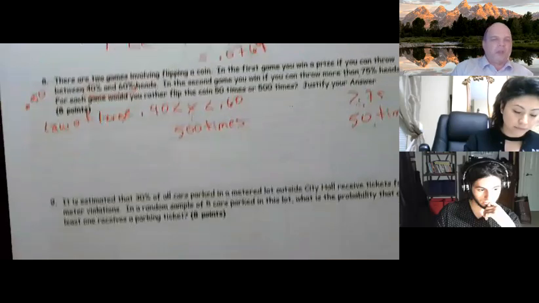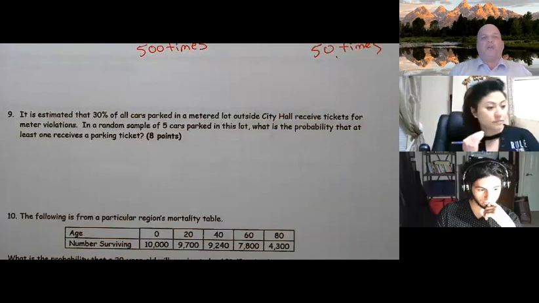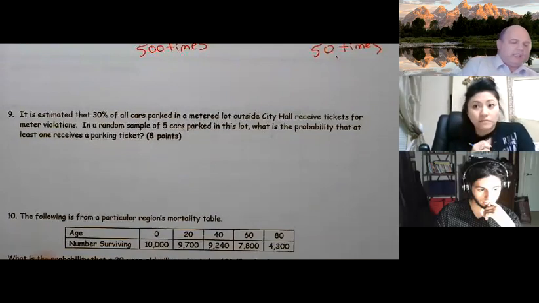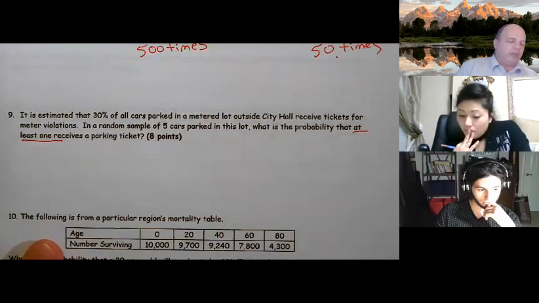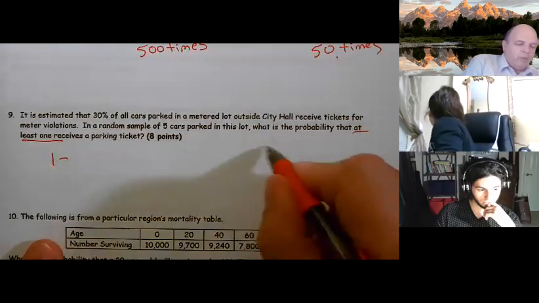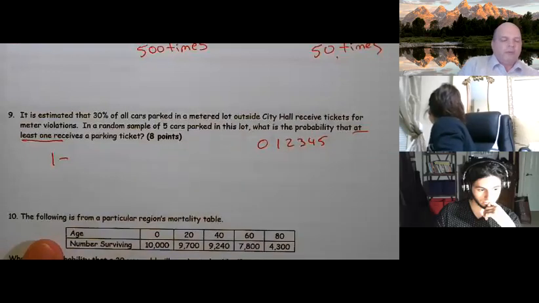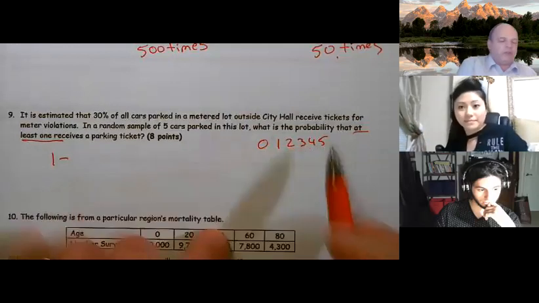Okay. On number 9, it is estimated 30% of all cars parked in a metered lot outside the city hall receive tickets for metered violations. In a random sample of 5 cars, what is the probability that at least one receives a parking ticket? Once again, we see at least, we know we're doing 1 minus, and basically we have 1, 2, 3, 4, 5 cars. So we can have 0 tickets, 1 ticket, 2 tickets, 3 tickets, 4 tickets, 5 tickets.